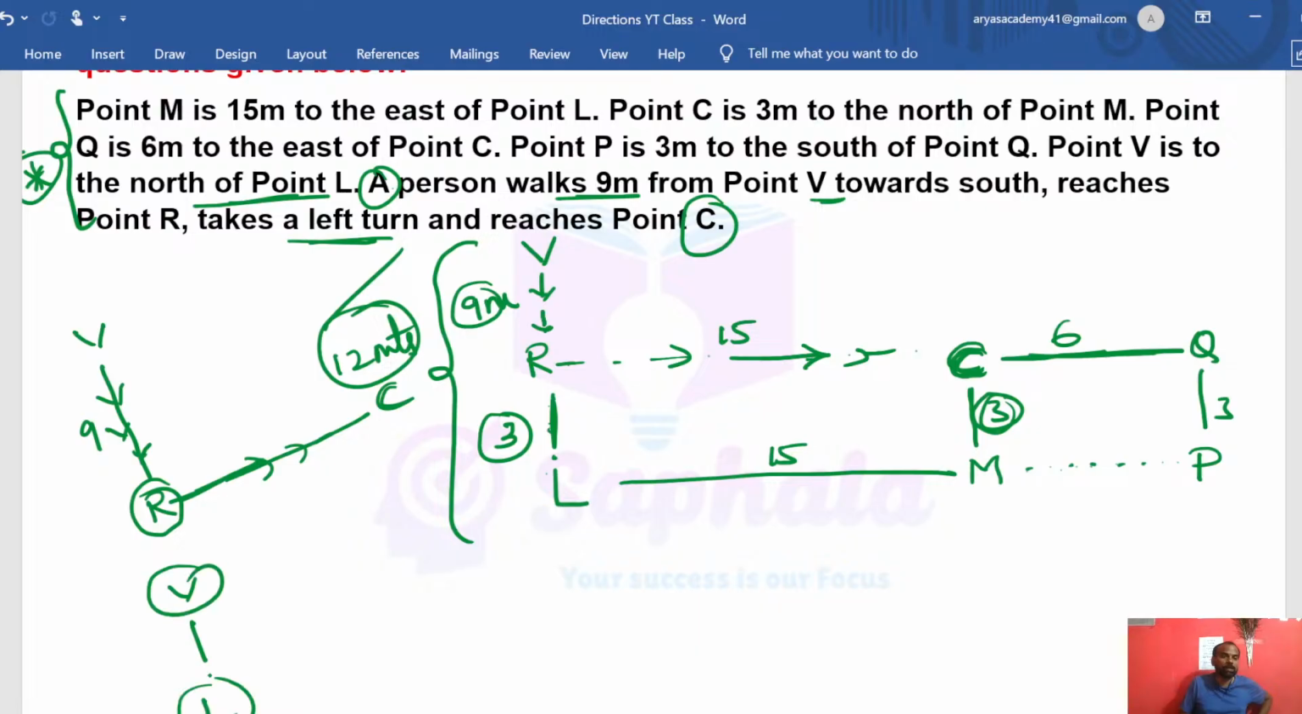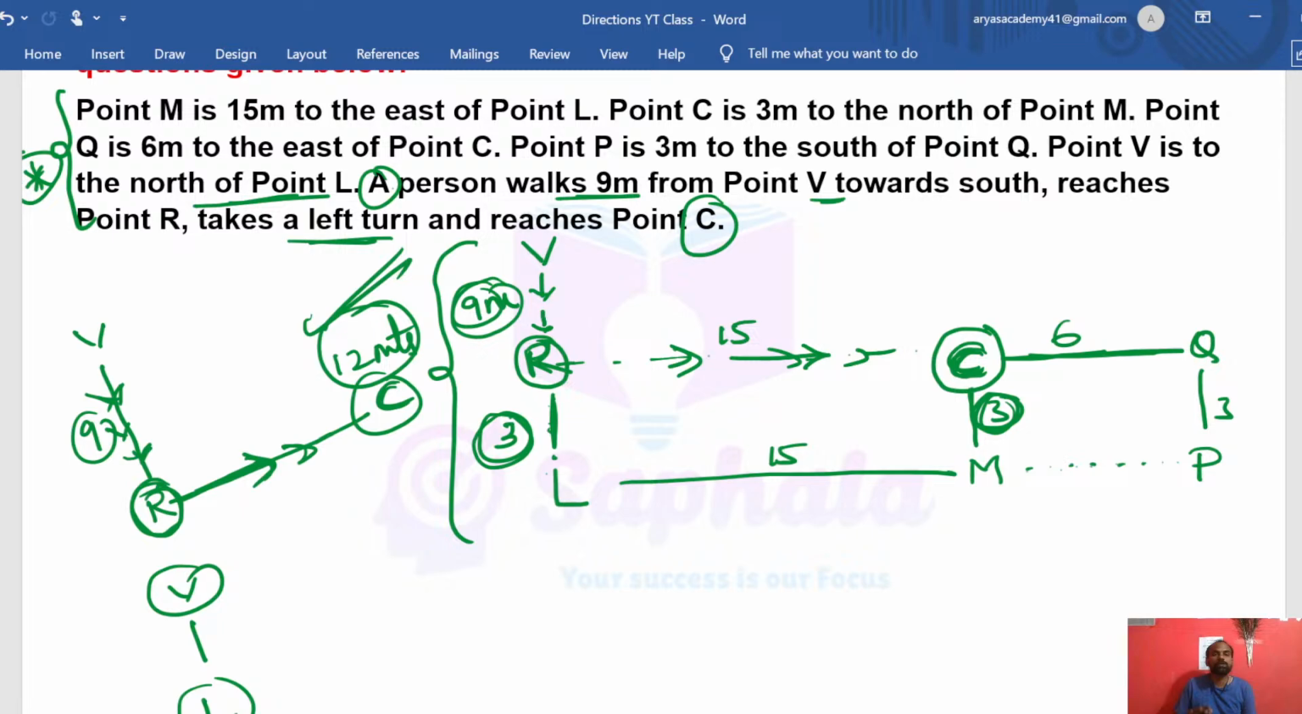Only then it becomes north. So based on that assumption I have taken R also in the straight line. But they have clearly mentioned once you reach point R after traveling 9 meters south, you have to take a left turn. Means you have to move towards east and you reach point C. As I already know that point C is here, and I am moving this way to reach C, definitely R has to be here only, and that too in a straight line. This is 9. As this value is equal to 3, then this value also must be 3. So 9 plus 3, total distance between L and V will be 12 meters.